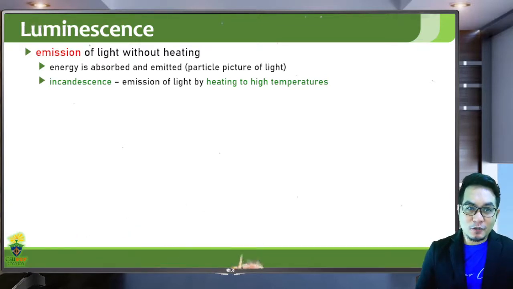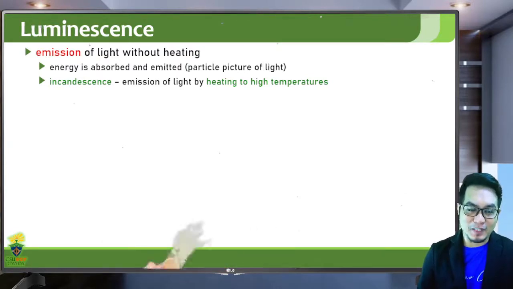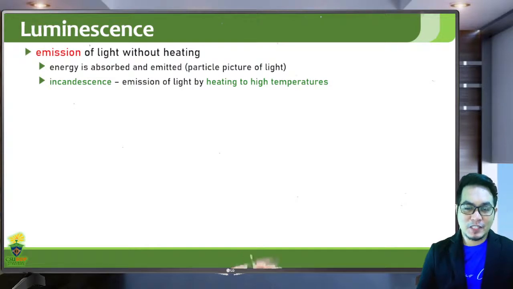In contrast to luminescence, incandescence is the emission of light by heating due to high temperatures. Incandescent light bulbs, for instance, the old light bulbs before the era of LED bulbs, the yellow ones, emit light by heating the filament of the light to a very high temperature. So that's incandescence.